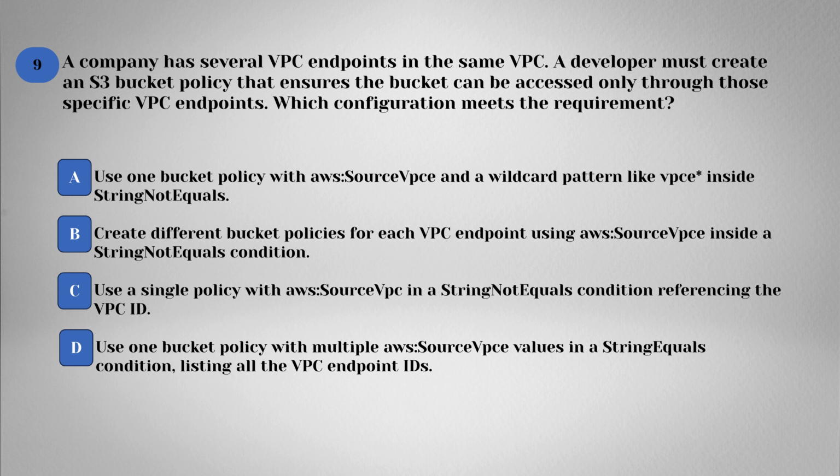A company has several VPC endpoints in the same VPC. A developer must create an S3 bucket policy that ensures the bucket can be accessed only through those specific VPC endpoints. Which configuration meets the requirement?